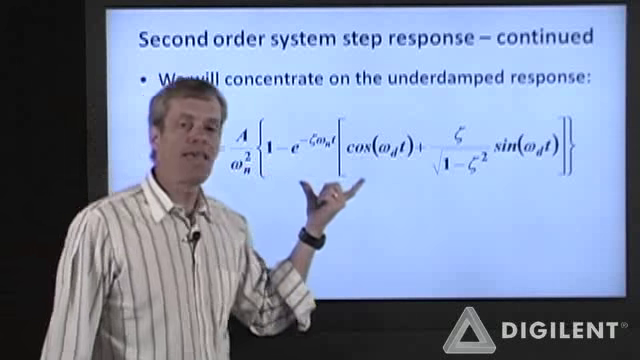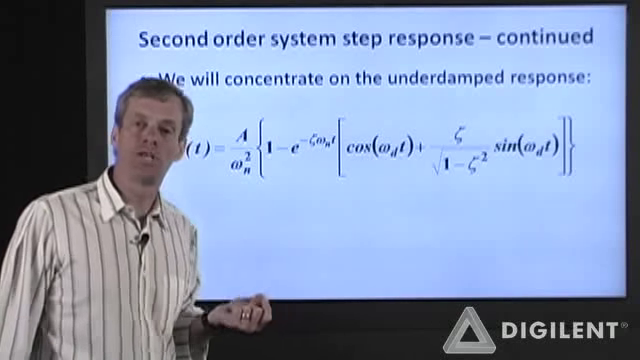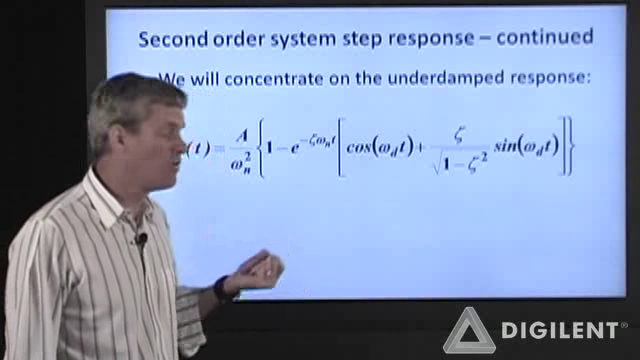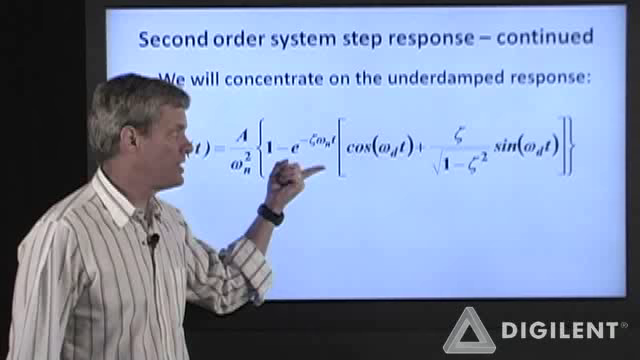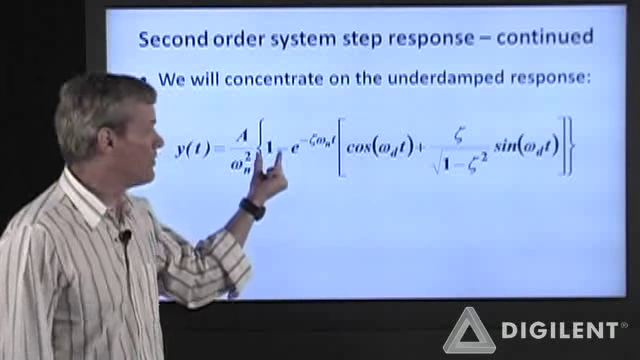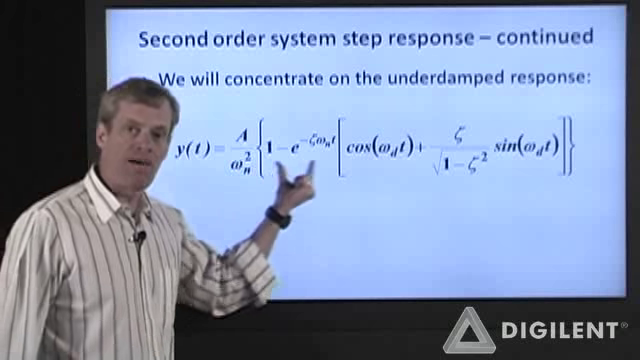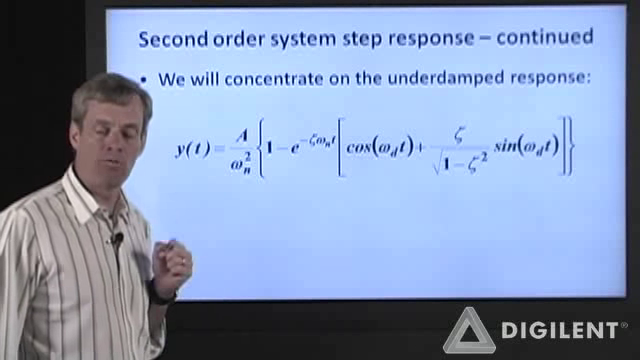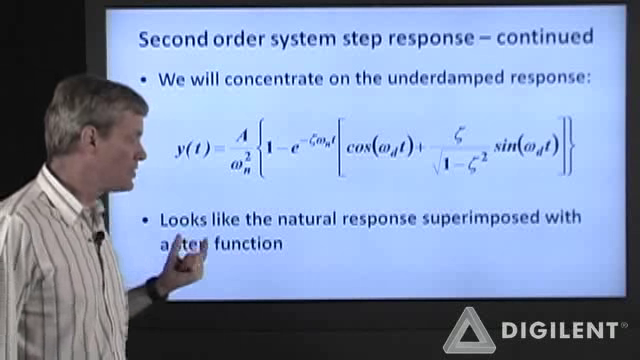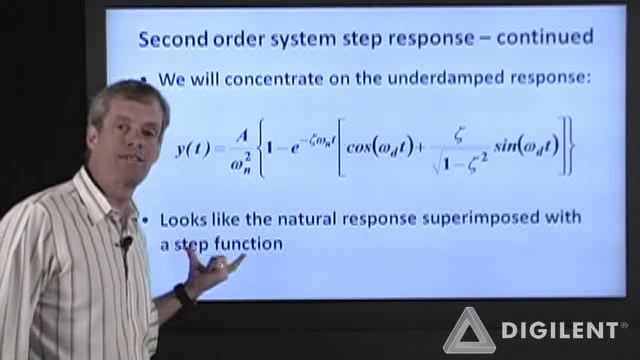Now, as in the case of the first order system, our step response is the superposition of the input function, which is constant, and the natural response, which is this term here. So this 1 comes from the forcing function. We have a scaling factor on the whole thing, which is proportional to the input value that we apply. So what we get looks like a natural response superimposed with a step function.